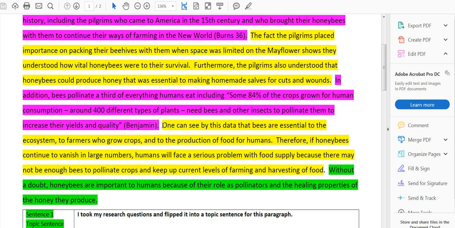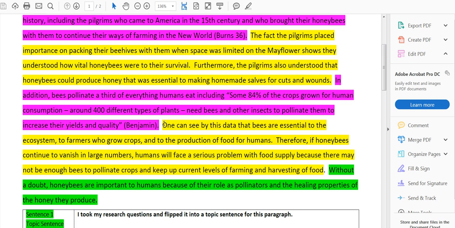Now I'm ready to write my 2 commentary sentences. One can see by this data that bees are essential to the ecosystem, to farmers who grow crops, and to the production of food for humans. Therefore, if honeybees continue to vanish in large numbers, humans will face a serious problem with food supply because there may not be enough bees to pollinate crops and keep up current levels of farming and harvesting of food. These are my own ideas where I am taking that data or that evidence or that example and interpreting it and analyzing it and connecting it back to my research question.